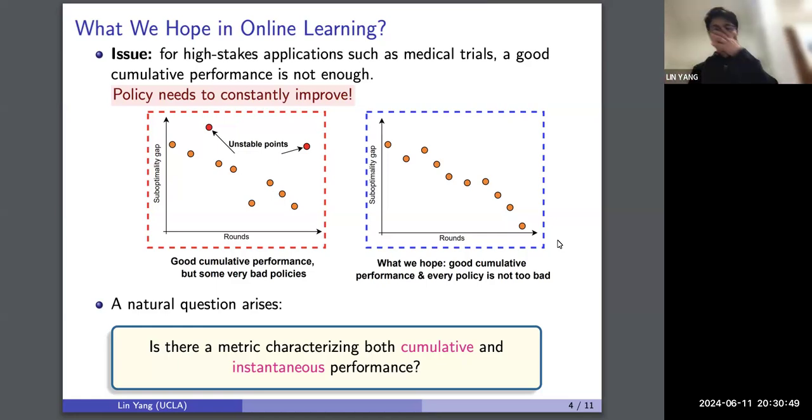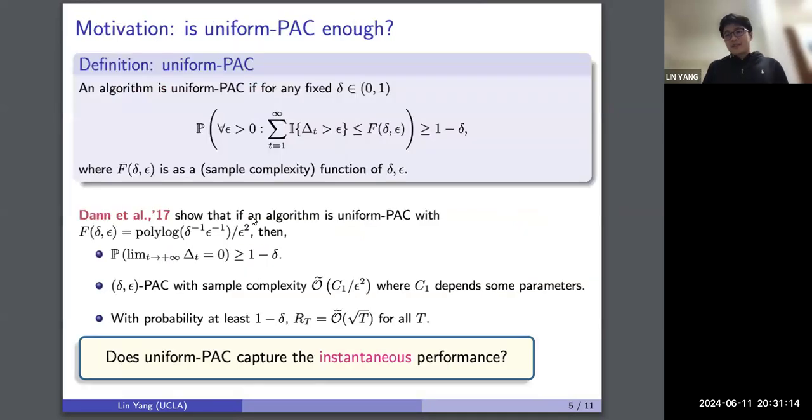To avoid these bad cases, on the other hand, we really want our overall cumulative performance to be good as well, compared to the left-hand side. So basically, we want a performance metric for these online algorithms to capture both cumulative and instantaneous performance. Now let's look at the literature to see whether other people attempted to achieve this.